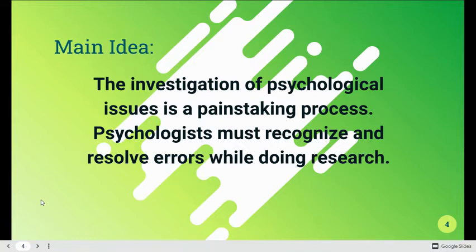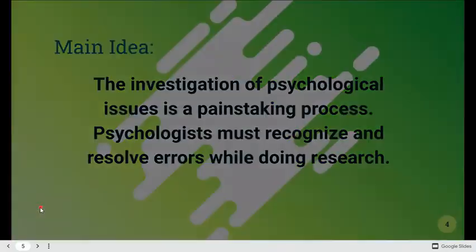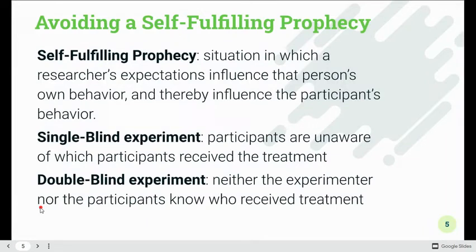The rest of today, we're going to talk about some of the issues related to research and some of the potential pitfalls for researchers. So it says here, our main idea, the investigation of psychological issues is a painstaking process. Psychologists must recognize and resolve errors while doing research. So what are some of the potential issues?